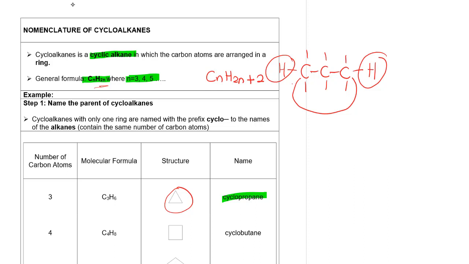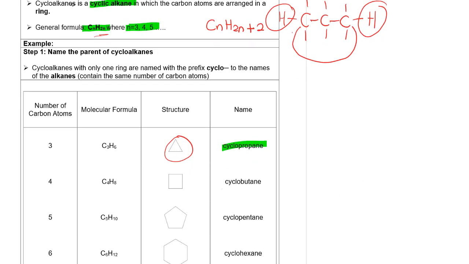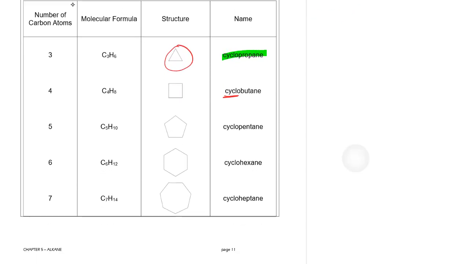Okay, so for cyclic, the name starts with cyclo. So cyclobutane, this is the parent name. So cyclopentane and so on.